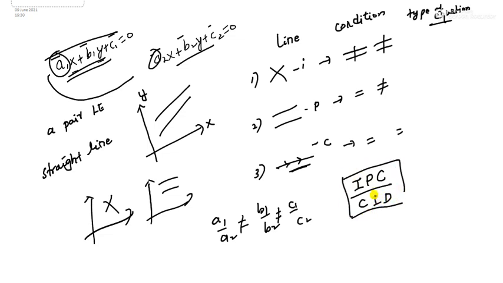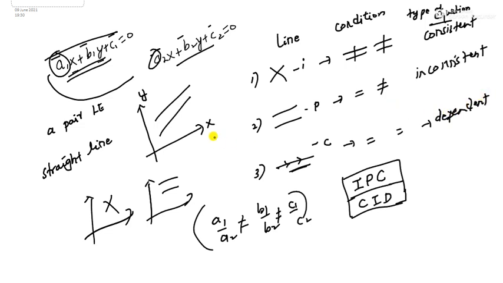IPC and CID, both of them are related to law, correct? So I represents intersecting line, and C represents consistent. If the line is intersecting, we call the equation consistent, and the condition is that none of the ratios are equal. Now P is for parallel, and I represents inconsistent. Therefore, the equation will be inconsistent. Now, if it is coincident, the equation will be called dependent, D for dependent.